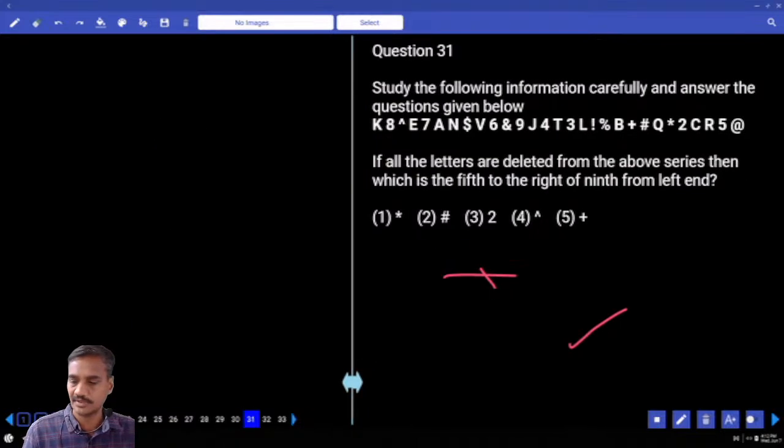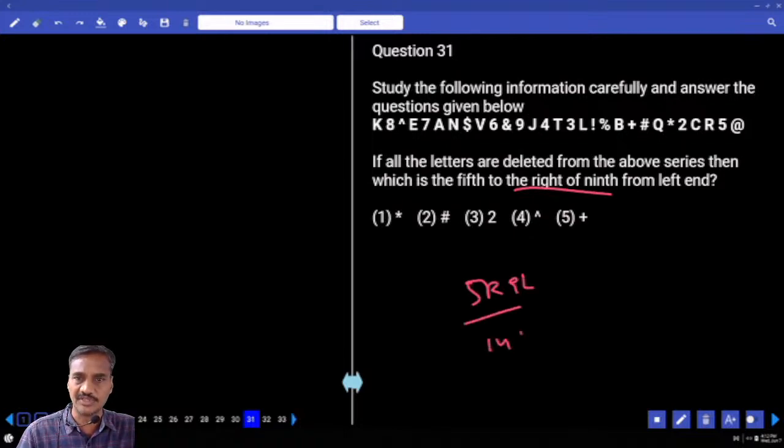Then next one, 31. Now 31 onwards it is based on sequence. Now if all the letters are deleted from the above series, then which is the fifth to the right of ninth from the left? Fifth right and ninth left. That means 9 plus 5, 14th from the left hand side, without the letters. 1, 2, 3, 4, 5, 6, 7, 8, 9, 10, 11, 12, 13, 14. Now what is your answer here? Star, that is choice 1, question number 31.